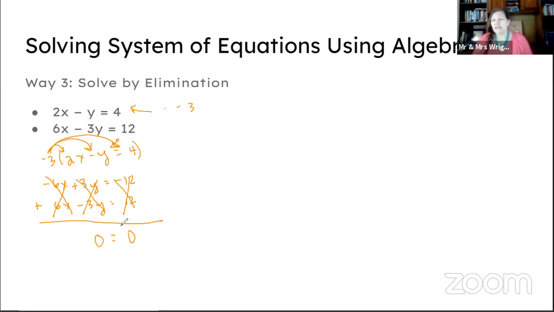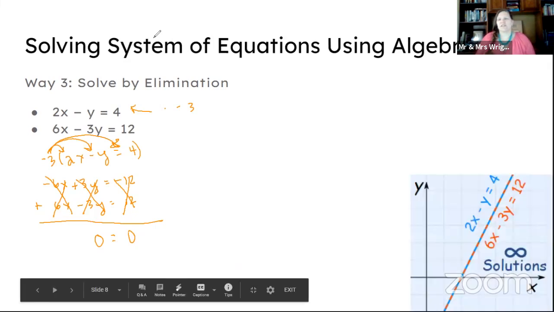So this is not like last time. Last time we had 0 equals negative 9. That is a not true statement. This is a true statement, but we have no variables. So how does this help me find the solution, x or y? Well, in this case, when you have a true statement with no variables, then what you have is infinite solutions because these end up being the same line.